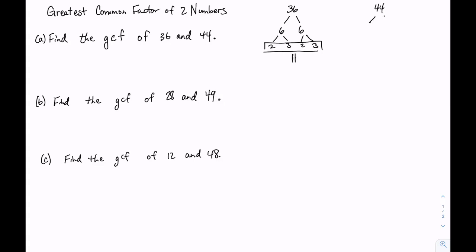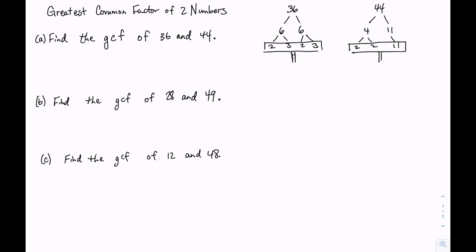44 would be what? 4 times 11. And then 4 is broken up as 2 times 2. And then 11, we could just bring that down. Once again, it still looks like a tree. And so there's the trunk, there's a tree. So we call these factor trees. It looks like the presents are at the bottom of the tree during Christmas. Okay, so what do we do with that?